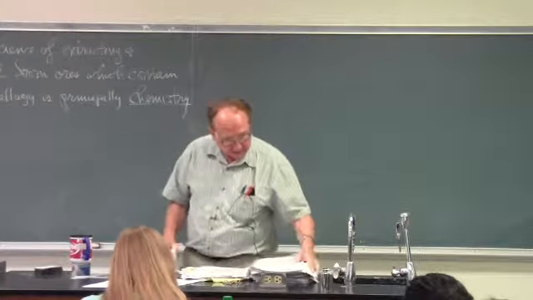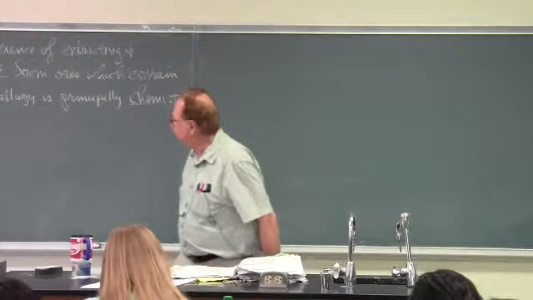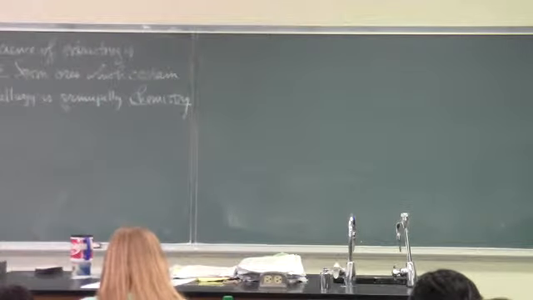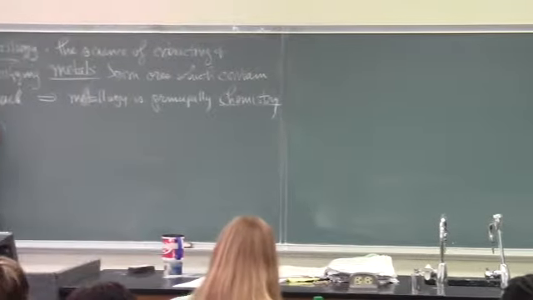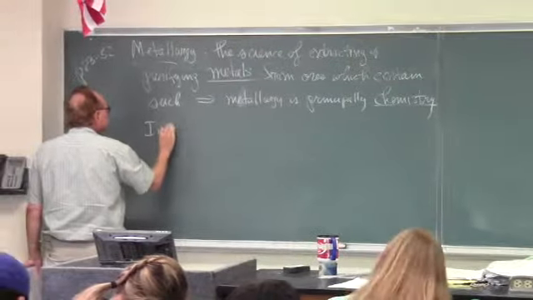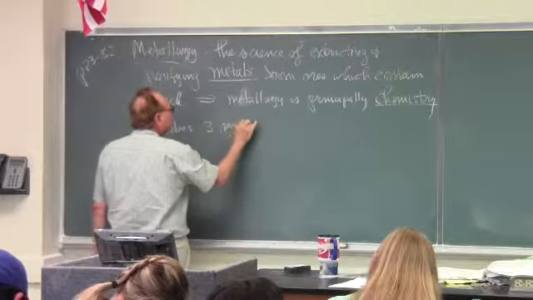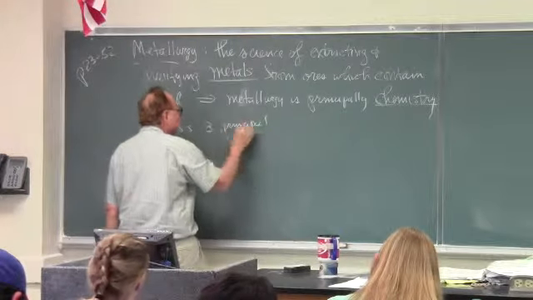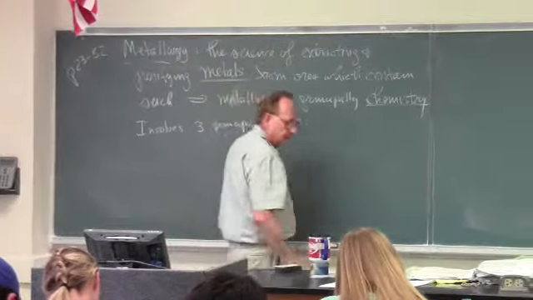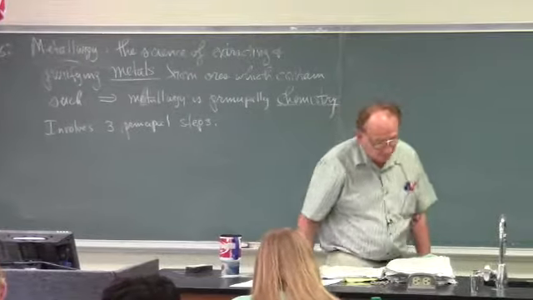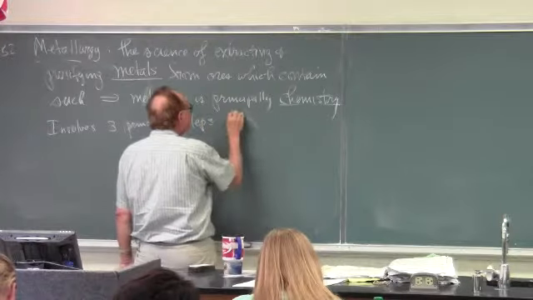There are 3 steps to the metallurgical procedure. They're outlined on page 2352. It involves 3 principal steps. Roman numeral 1, I, okay. Let me wrap this up in print.